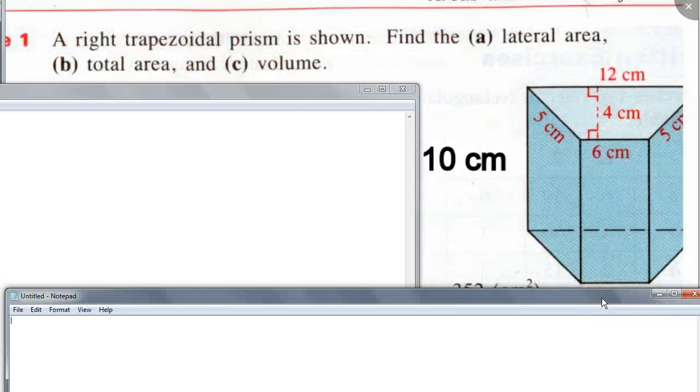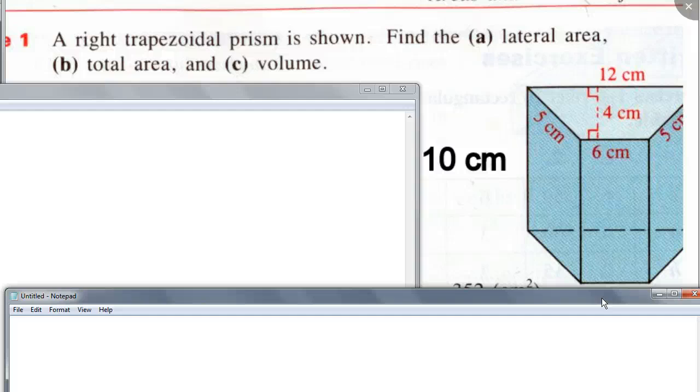Sorry, got caught off a little bit, but it says you have a right trapezoidal prism, and it says find the lateral area, total area, and the volume. So knowing all those, let's review a little bit. How do we find the lateral area? Perimeter times the height. Very good. How do we find the total area? Well, you add the area of the two bases to the lateral area. And how do we find the volume?